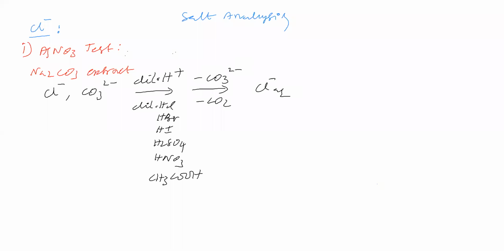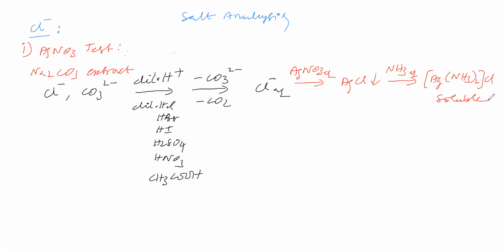To test this aqueous Cl minus, we add silver nitrate solution. Ag plus and Cl minus give AgCl precipitate. To this AgCl precipitate, we add ammonia. The AgCl precipitate dissolves in ammonia due to formation of a complex. The complex is Ag(NH3)2Cl, which is a soluble complex.